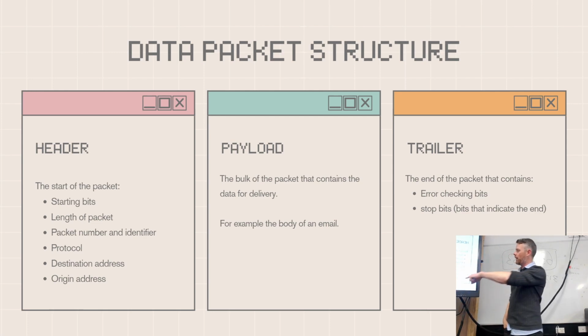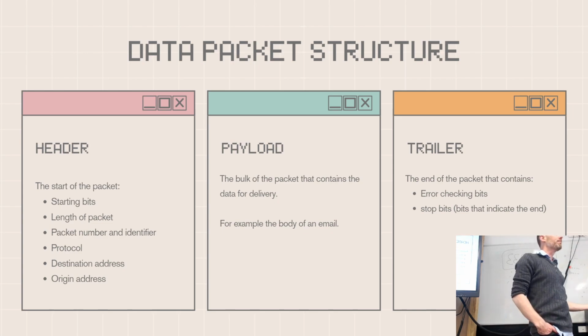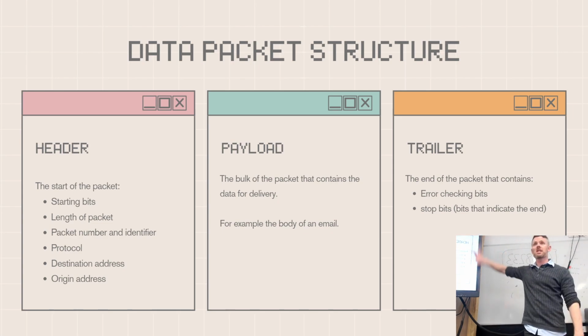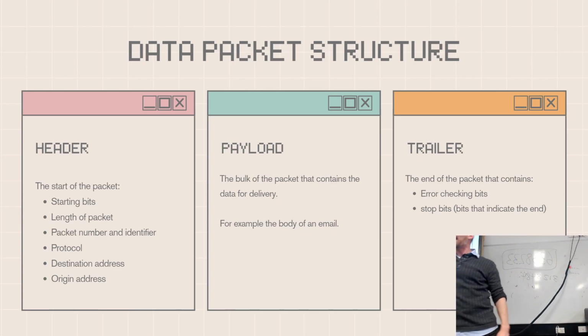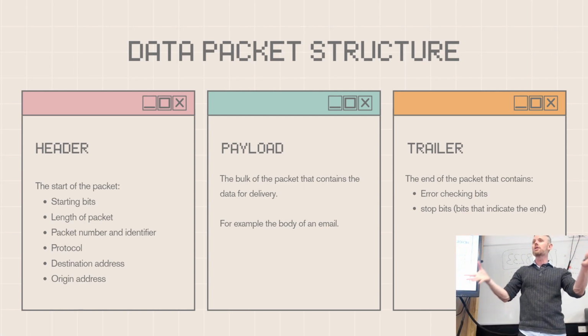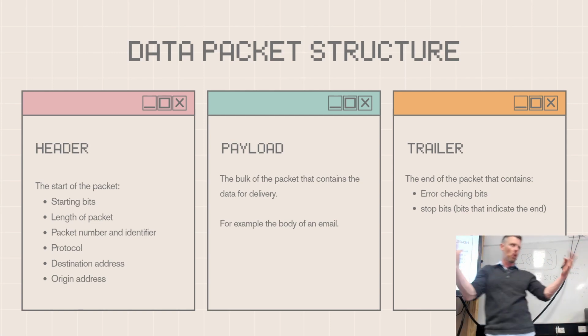Destination address, where's it going? And origin address, or source, it's mostly called, where did it come from? All right, so is everyone okay with that? It's just information about the packet. Then we've got the guts of it. What actually was sent? Is it the video data? Is it the body of an email? What is it, essentially?